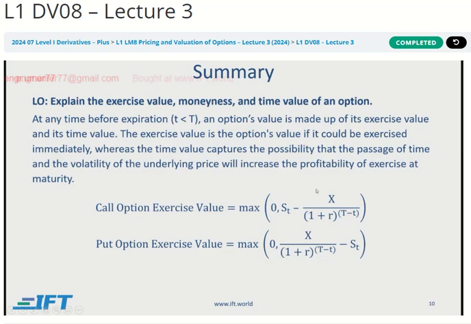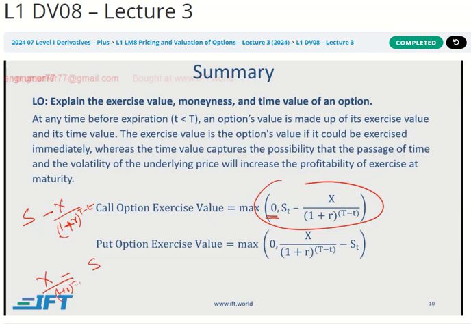Let's look at the summary. The exercise value is calculated for a call option as S minus X. We just have to discount X back to today, which is big T minus small t, and that is what you see over here. If this is positive, then that is the exercise value, otherwise 0, because we're not going to exercise if it is a loss. For a put option, it will be X minus S, and X has to be discounted back to today, which is big T minus small t, and if that is positive, then that will be the exercise value, or otherwise it will be 0.